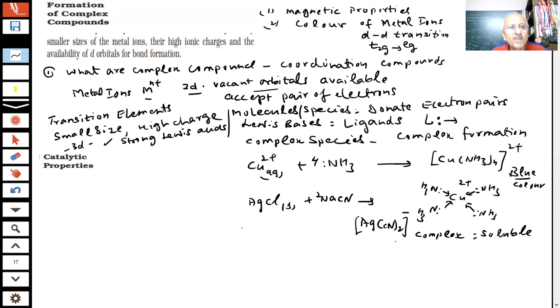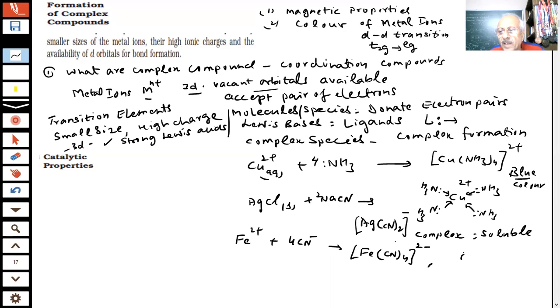Similarly, if I consider the ferrous ion, students, this forms a complex with the cyanide ion, and what you get is the complex [Fe(CN)4]. So it is 2+ and 4-, so the charge will be 2-. These are some of the complexes, students, which we are talking about.